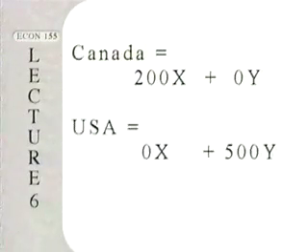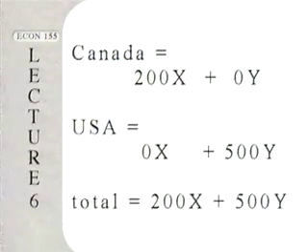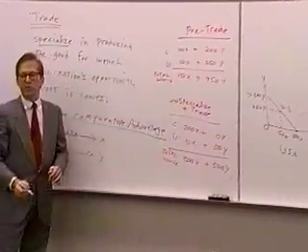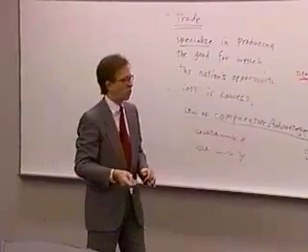If the United States specializes in producing good Y, the United States will produce 500 units of good Y and no units of good X. Total world production, let's add up: 200 X plus 500 Y. We're assuming that there's just the United States and Canada involved in this world that we're looking at.